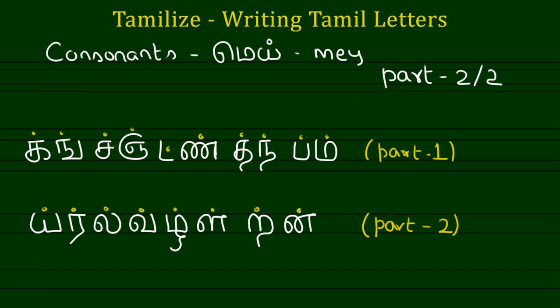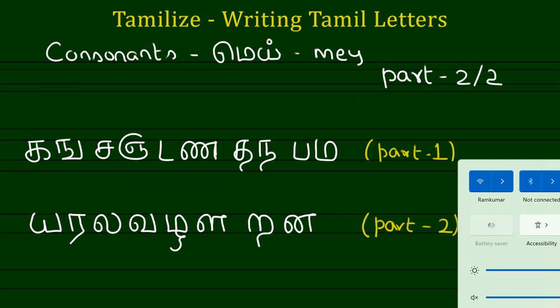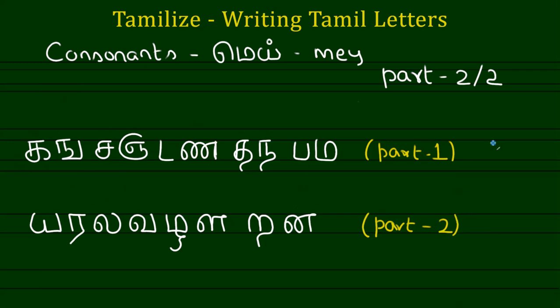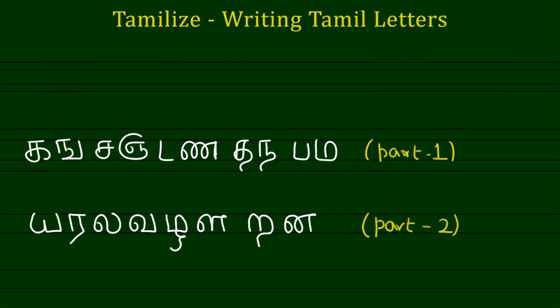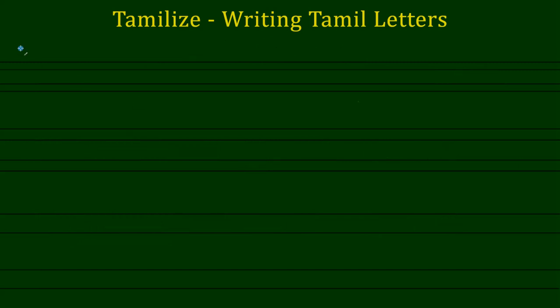You can also add a pulli above them to make them pure consonants, or without the pulli, they will be shown with the vowel sound. Here we learn the remaining 8 consonants, which is somewhat easy. Once again, we learn 2 at a time. So let me split the screen.